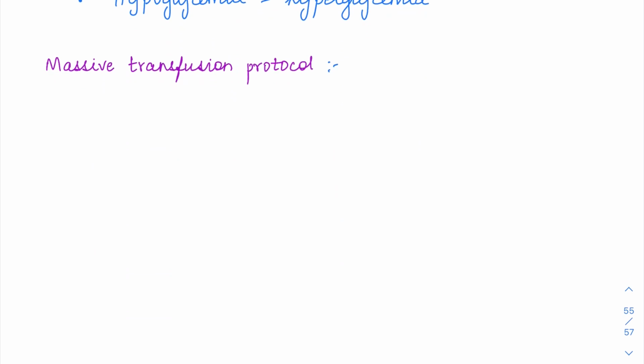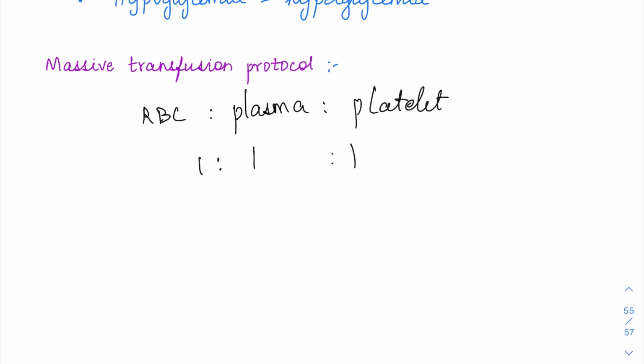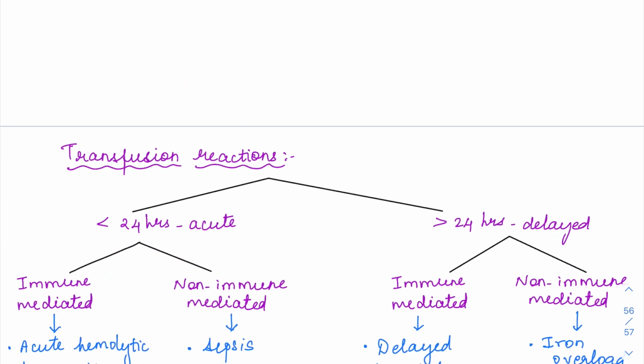Normally, if you are doing a massive transfusion, there is a set protocol in which you have to give the blood components. Usually we follow an RBC to plasma to platelet ratio of 1:1:1. For every one bag of RBC, you have to give one bag of plasma and one bag of platelets. That is how they do it in a massive transfusion protocol.